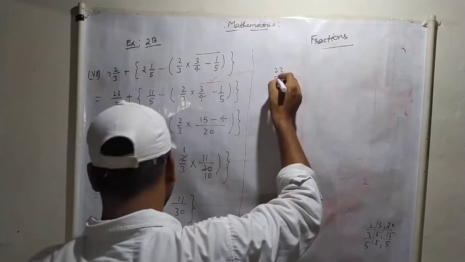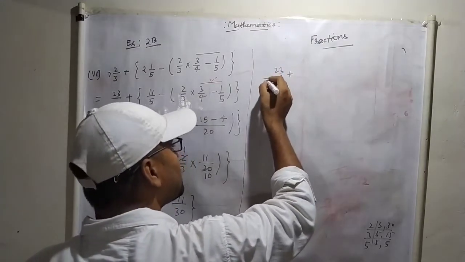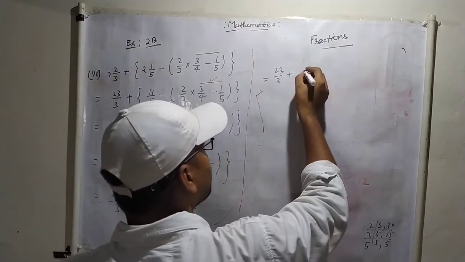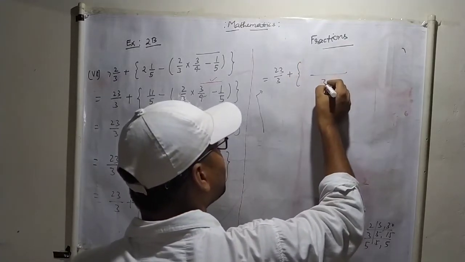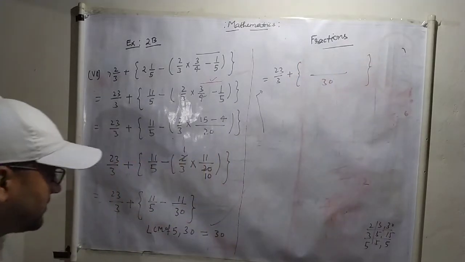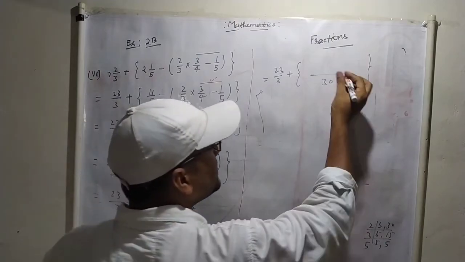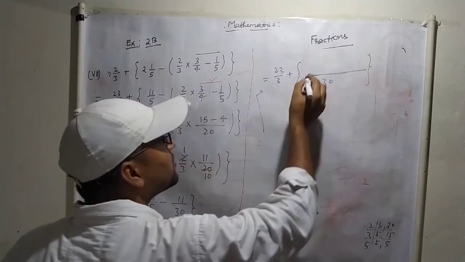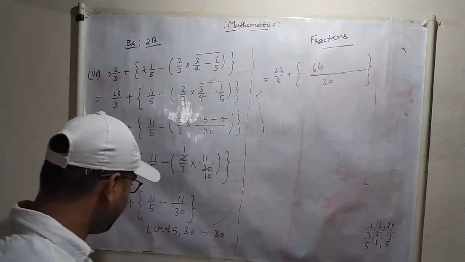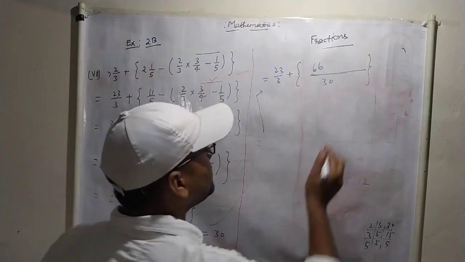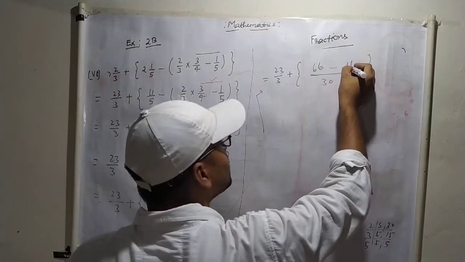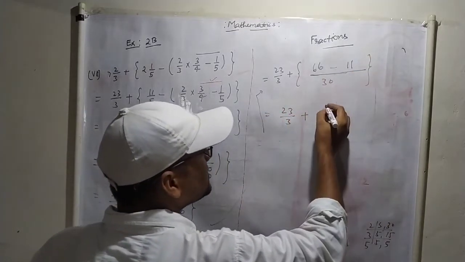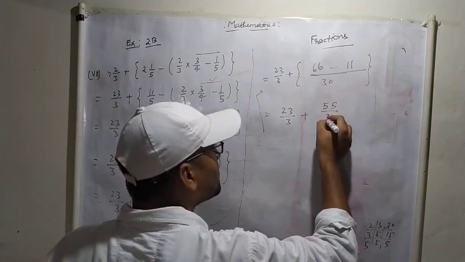23 upon 3 plus, after that here is this curly bracket. So common denominator, you get 30. So by 5, if you divide this 30, you get 5 6s are 30, and 6 is multiplied into 11, you get 66. And 30 is divided into 30, you get 1. 1 is multiplied into 11, you get 11. So 23 upon 3 plus, solve this one, you get 55 upon 30.